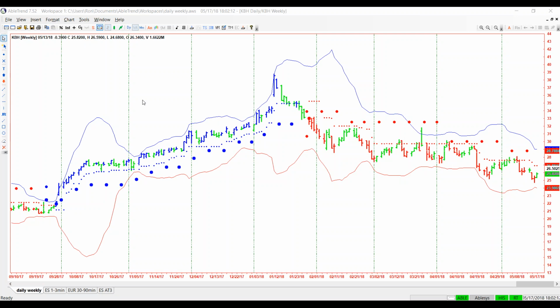So let's jump in. It's a stock chart here, KBH, daily and weekly, and on the weekly chart we use AbleTrend 3. We like to make it a little faster because there are 5 trading days in a week instead of the normal 3-to-1 ratio. So let's take a look.